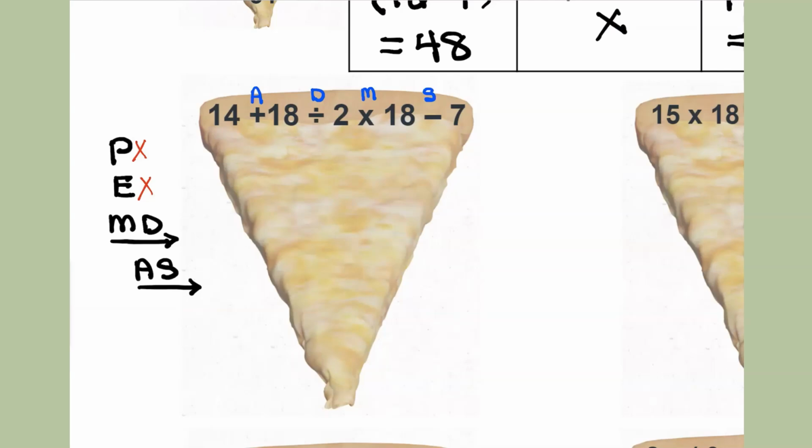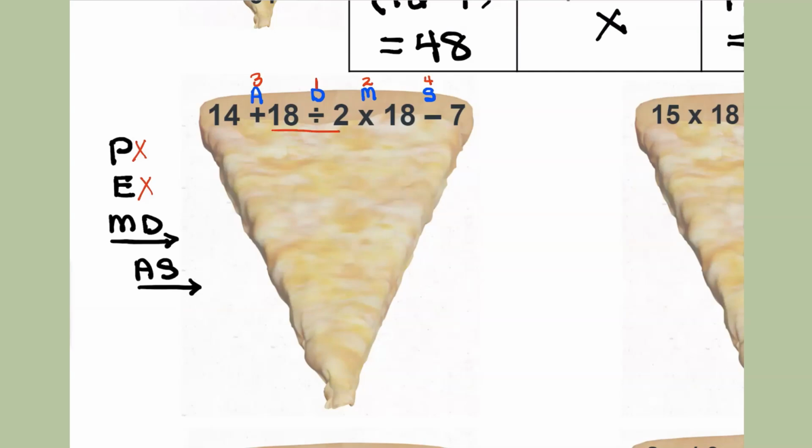So there are no parentheses, there are no exponents, and even though we say multiplication first, we do division first in this problem because it's on the left. After we do division, then we'll do multiplication, and then we can decide between our addition and subtraction. So here we still work from left to right, meaning we'll do the addition first and then the subtraction.